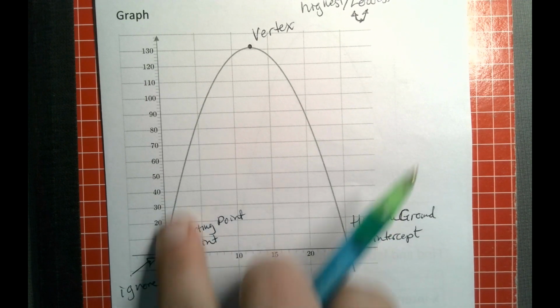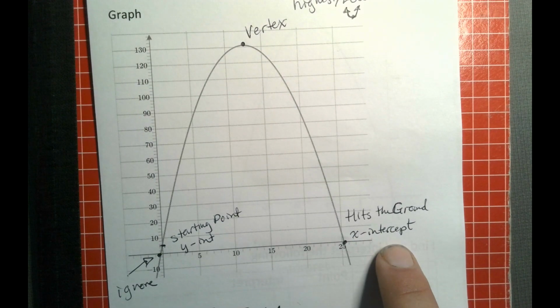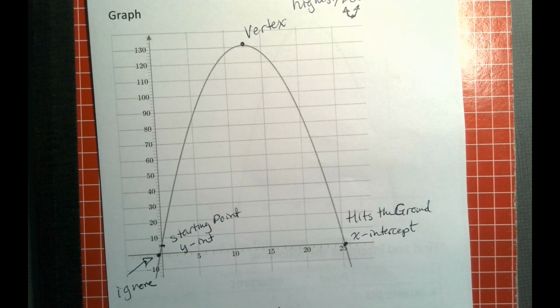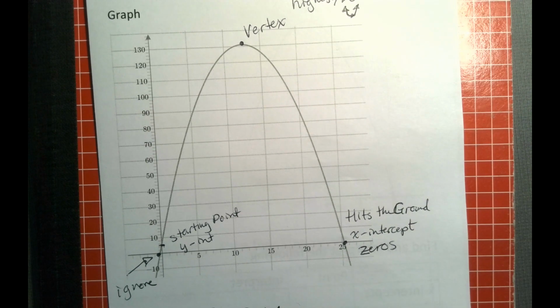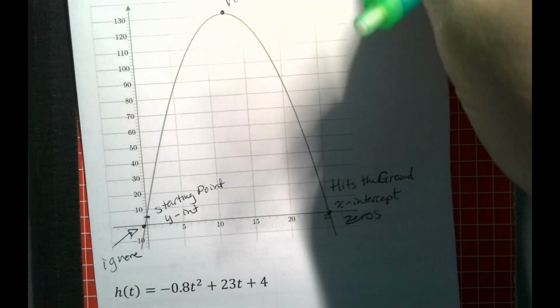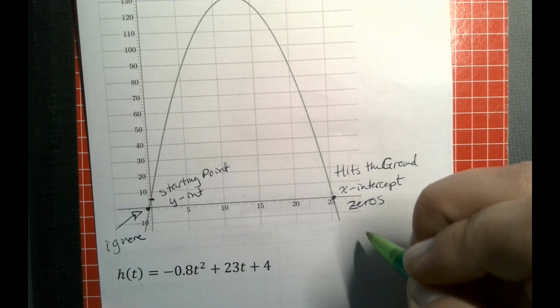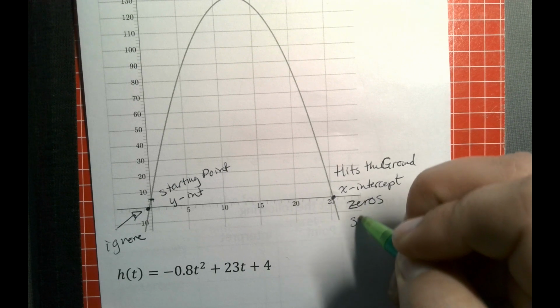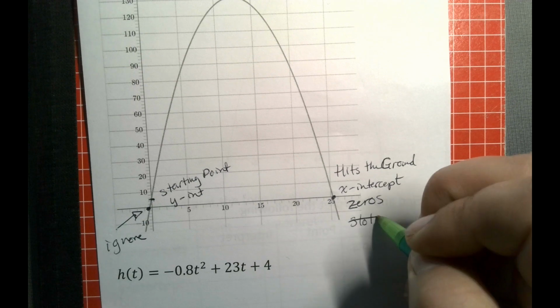Okay? So you're just finding these key points. You've got a vertex, x-intercepts, y-intercept. X-intercepts could also be called zeros. Some calculators will call it a zero instead of an x-intercept. And some questions, like story problems, they'll say solution. I can't write.